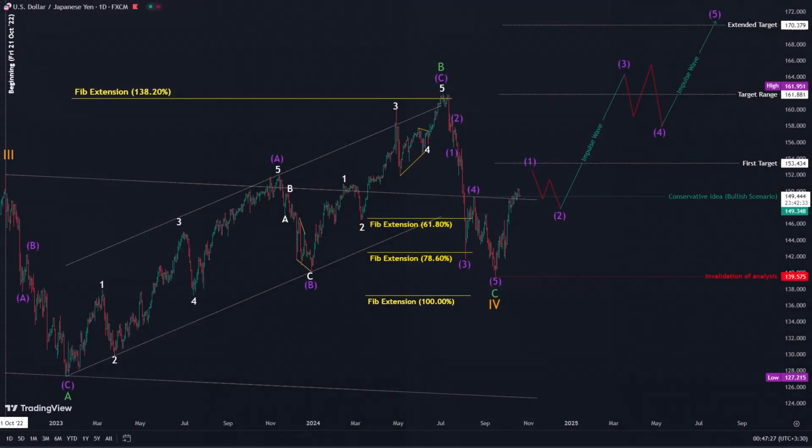To gain a clearer understanding, let's look at the daily chart. I have identified the pattern as a running flat, characterized by 3 waves down, wave A, and 3 waves up, wave B, which has progressed to 138.2% of wave A. This was followed by a rapid impulse pattern that reached the 3 typical targets that completed a running flat pattern.